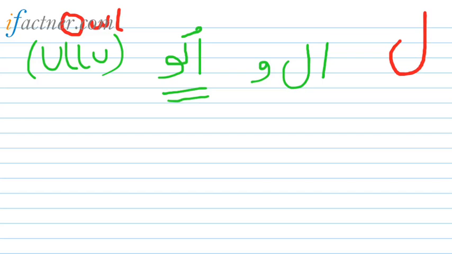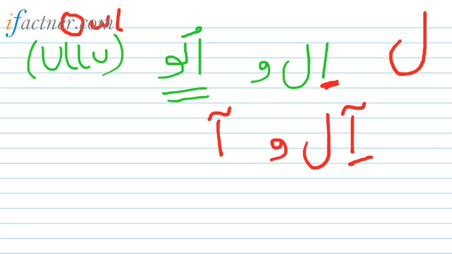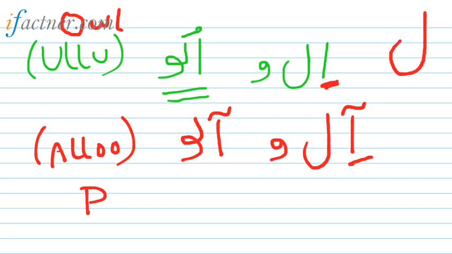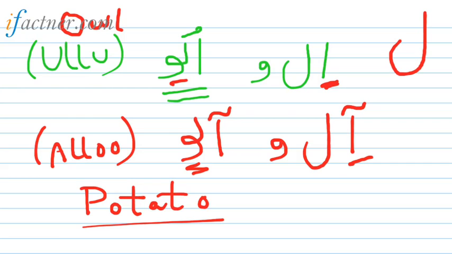Then we have another word, alu. Alif mad a. Remember that alif is just pronounced as a, and alif mad a is a longer version of a. Alu. Alif mad a lam waw. Alu is pronounced as alu, and it means potato. So this is how we use lam in the middle of the word.